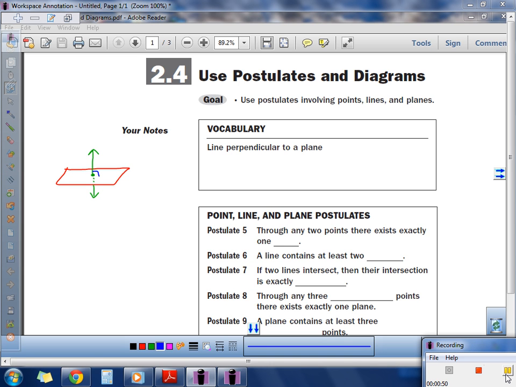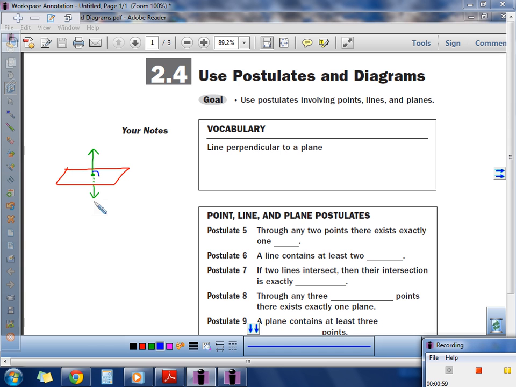Really, I'd be happy if you could understand this picture for your definition. The key things you need to be aware of is it's perpendicular all around the top of the plane and on the bottom of the plane, which we can't see. So it's perpendicular on the top where it comes out of and the bottom where it comes out of that plane. The next things we got to discuss are these postulates.